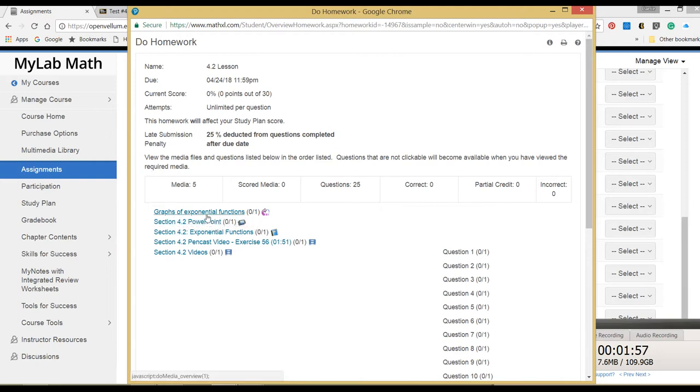So you can see that I have linked media similarly to how I've done things in the past, but I've just provided more media links so that everything is in one place. This is all of the stuff that's offered by the publisher for this section. You've got your applet, your PowerPoint, exponential functions, that's your textbook section, and pencast videos, which are instructional videos made by the publisher.